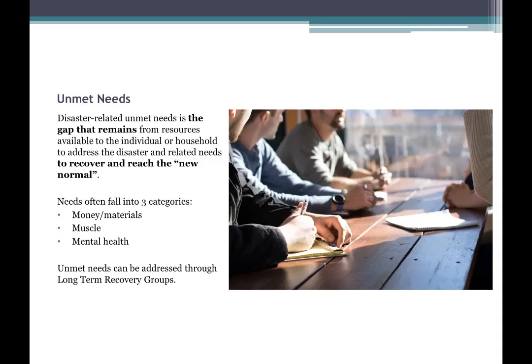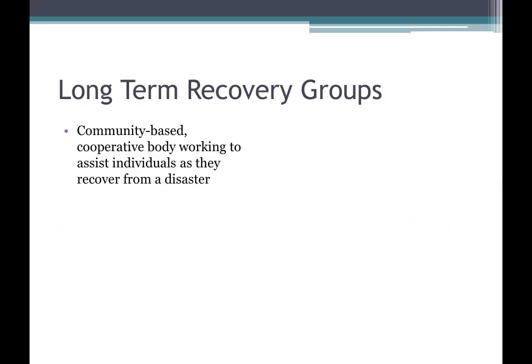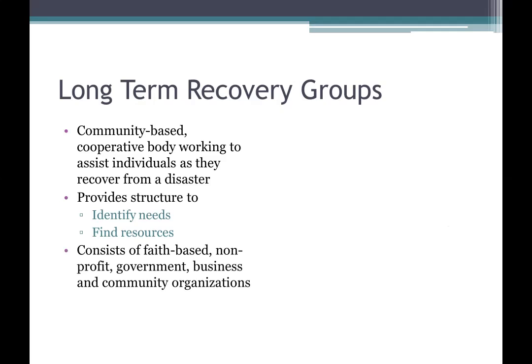So a long-term recovery group, I mentioned it several times, is a community-based cooperative body working to assist individuals as they recover from a disaster. They provide a structure to identify needs within the community and find resources to meet those needs. They usually consist of representatives from faith-based, nonprofit, government, business, and community organizations. In a sense, it is very similar to a VOAD. However, it is very focused on the local community and serving the local community versus a statewide.